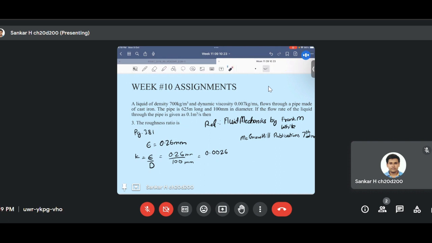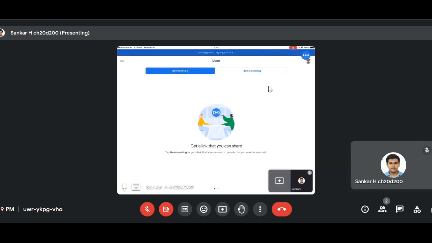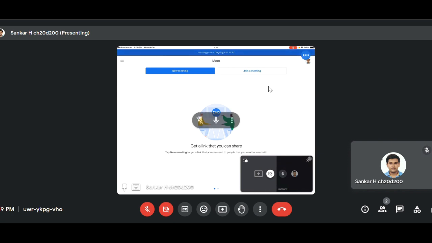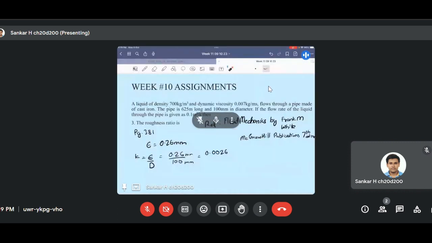Again, if you go to this particular page number of the 7th edition of Fluid Mechanics by Frank M. White of McGraw-Hill Publications, you can find the roughness ratio to be equal to 0.0026.